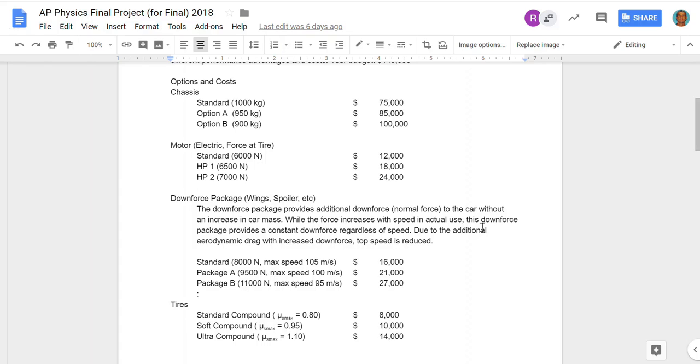And finally, where the rubber meets the road, literally, tires. And so we're looking at different coefficients of friction. All right. Remember, it is friction that helps you speed up. It's friction that helps you stop. It's friction that gets you around corners as well.